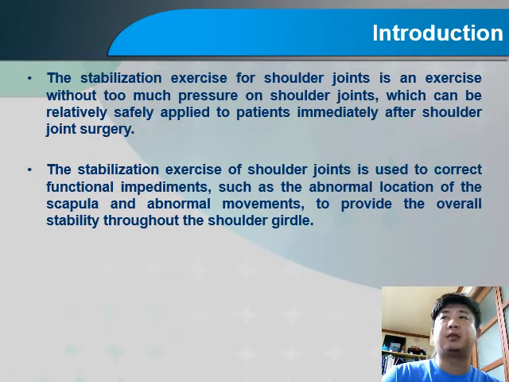Stabilization exercise for shoulder joints is an exercise without too much pressure on the shoulder joint, which can be relatively safely applied to patients immediately after shoulder joint surgery. The stabilization exercise of shoulder joint is used to correct functional impairment such as the abnormal location of the scapula and abnormal movements to provide overall stability throughout the shoulder complex.